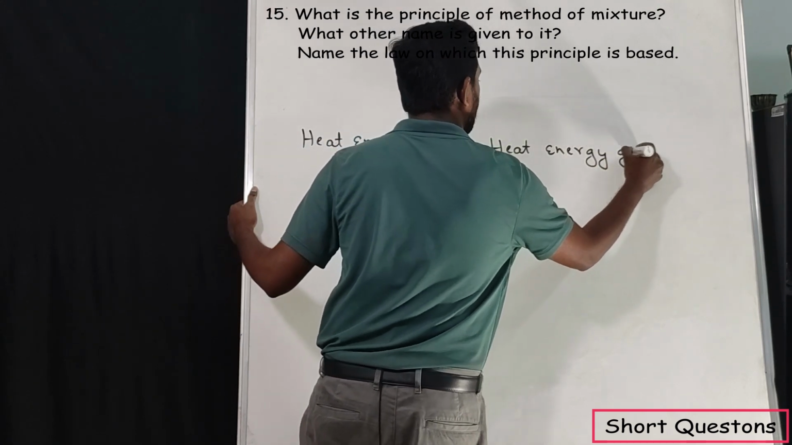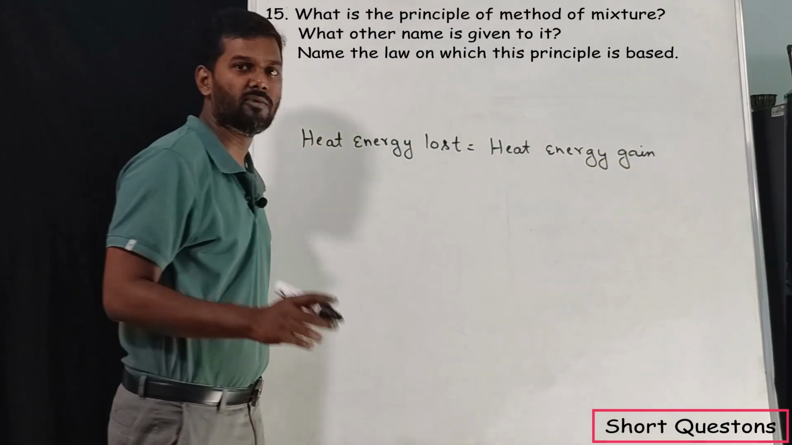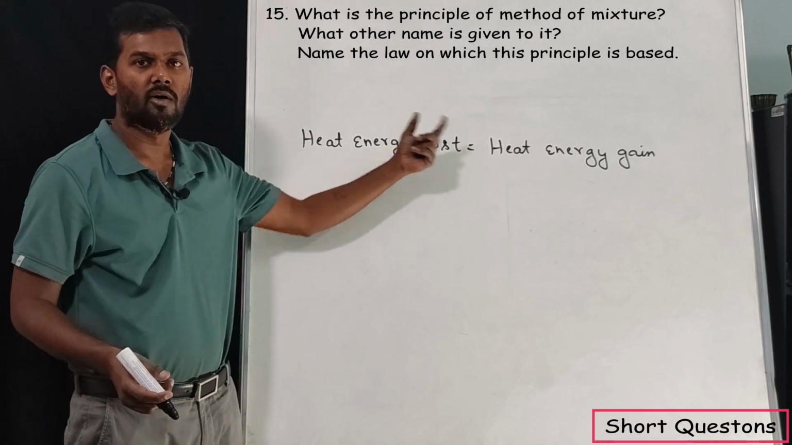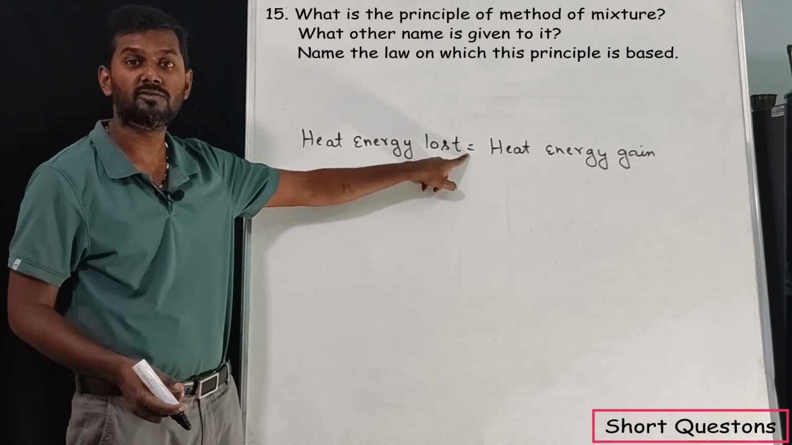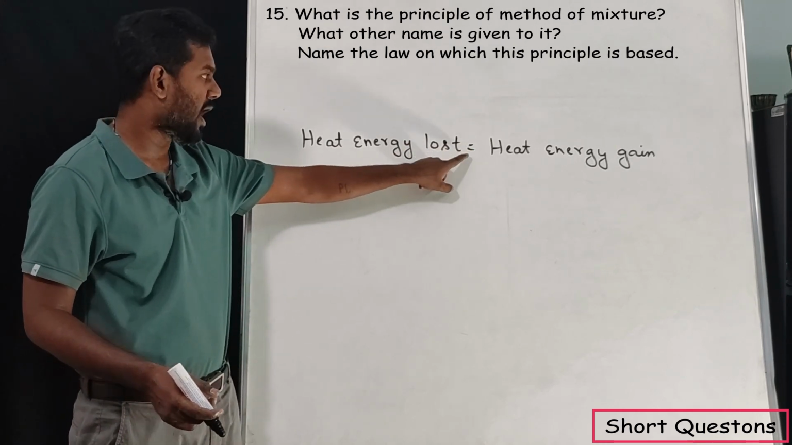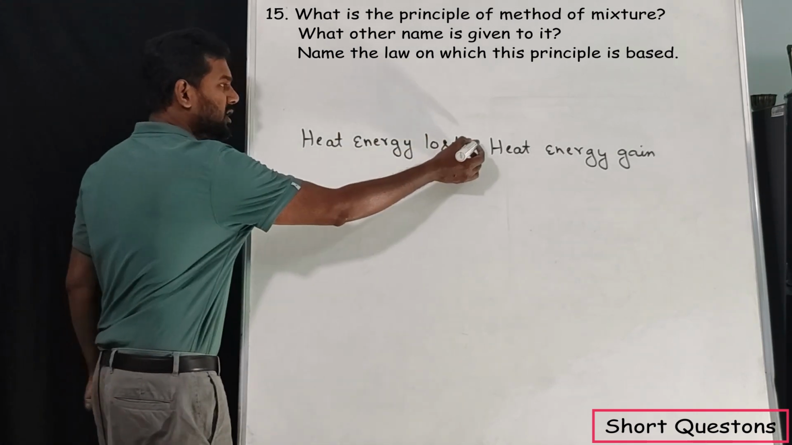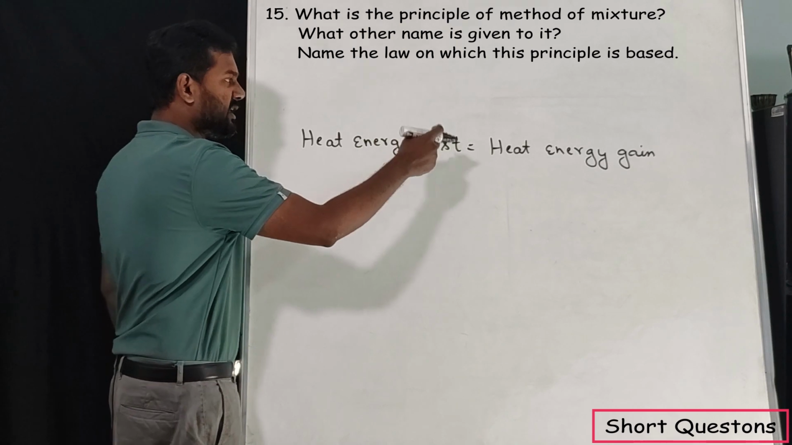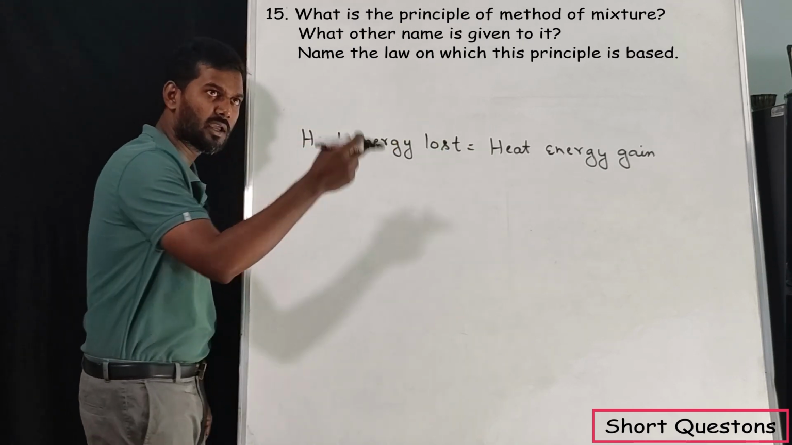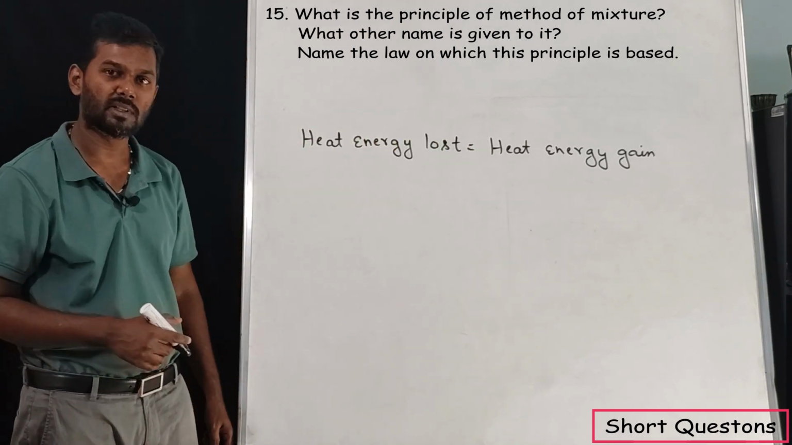energy gain. See, in the exam, whenever you are writing the answer in the form of a sentence, you should not use the symbols. So you have to write the full form of is equal to. Okay, you should not use the symbol. Heat energy lost is equal to heat energy gain. That is the principle of method of mixture.